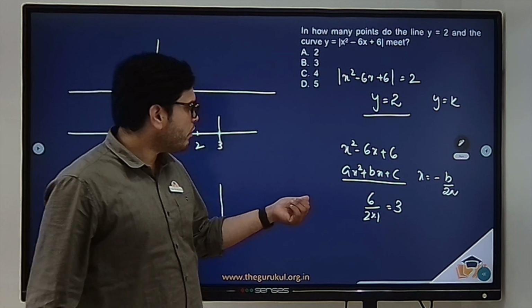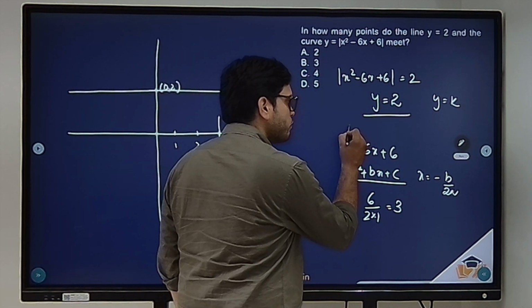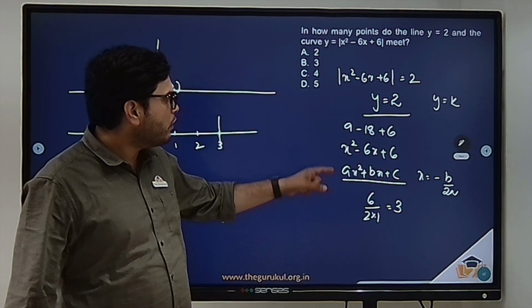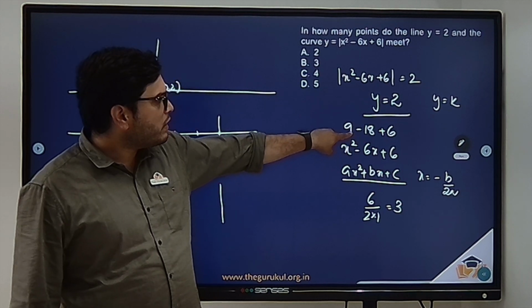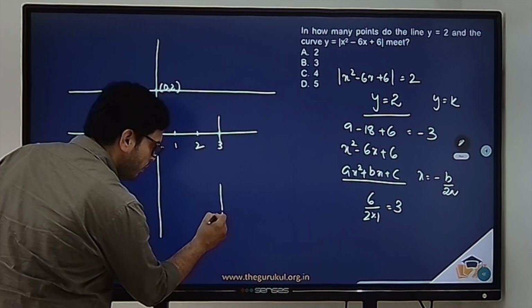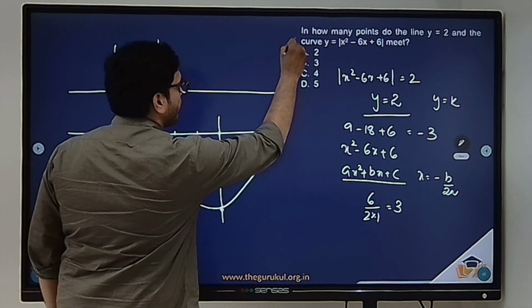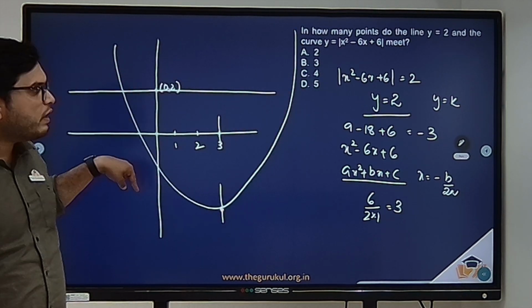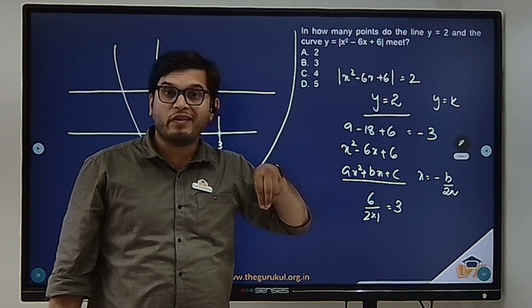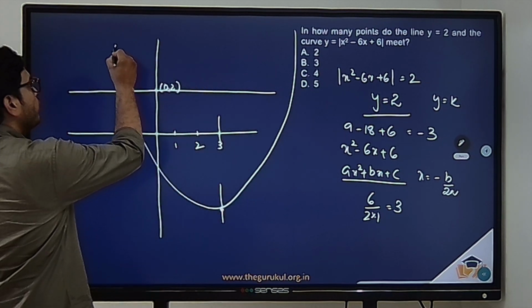And what is the value of y when x is equal to 3? Now this would be 3 square, 9 minus 18 plus 6. Right. So 9 minus 18 is minus 9, minus 9 plus 6 is minus 3. So at 3, the graph of this parabola would be like this. Now this would be the graph of x square minus 6x plus 6. But we have modulus here. What do you mean by modulus? The value cannot be negative, right? So from here to here, fine.